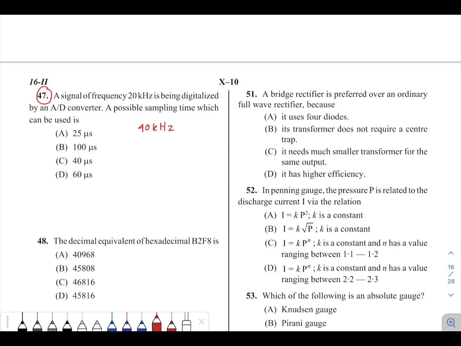Now we have to convert this to seconds, and this is equal to 1 divided by 40 times 10 to the power 3 seconds. And now we convert it to microsecond, so multiply 10 to the power 3 both in numerator and denominator. So that is equal to 1000 divided by 40 microsecond, and this is 25 microsecond. So option A is the correct answer.